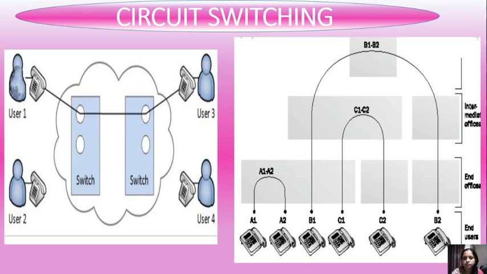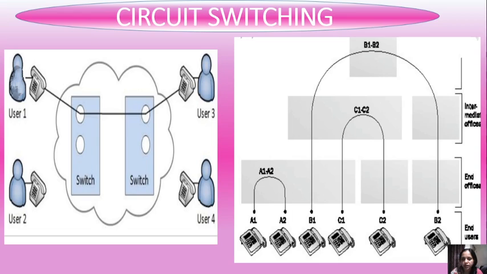Now you can see there are two images. In the first image there are four users, at the top left corner, bottom left, bottom right, and top right. So you can see there are users: user 1, user 2, user 3, user 4. User 1 is connected with user 3. A direct connection of line is there. So this is an example of circuit switching.